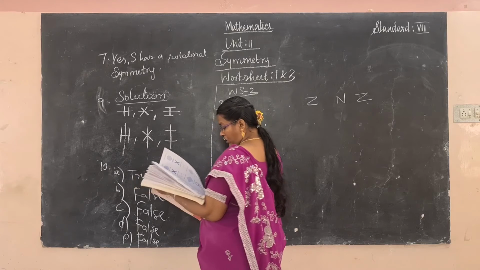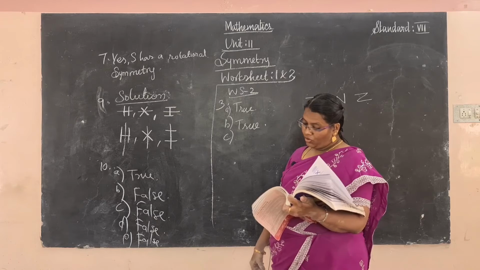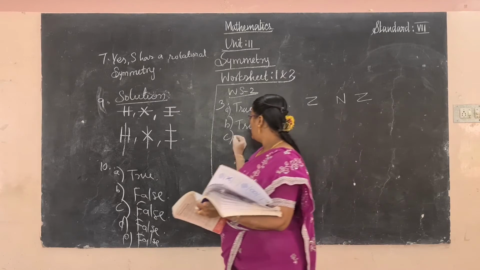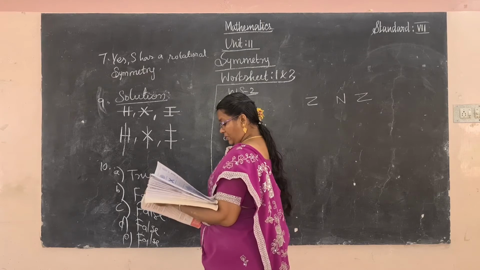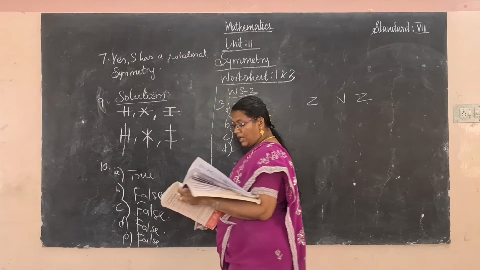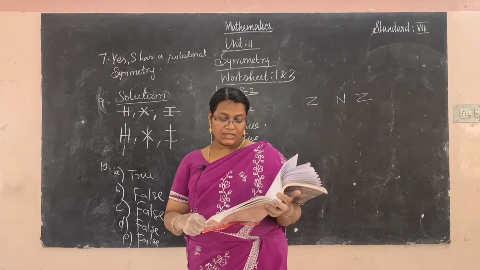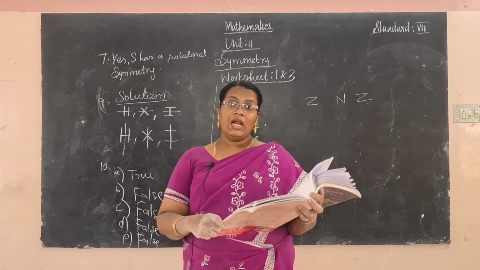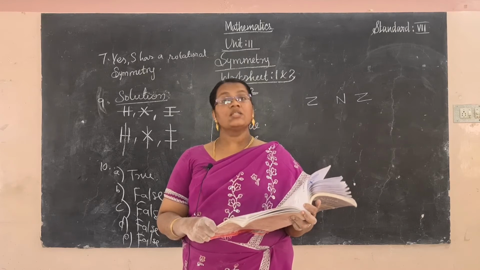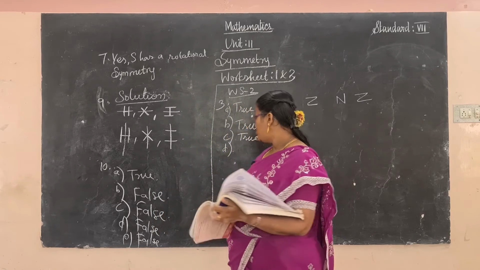Okay. And C, the letter E has no order of rotational symmetry. Yes. So it's also true. A regular hexagon has rotational symmetry of order 6. So a regular hexagon has 6 sides, so lines of symmetry also 6, the order of rotation also 6. So the given statement is true.